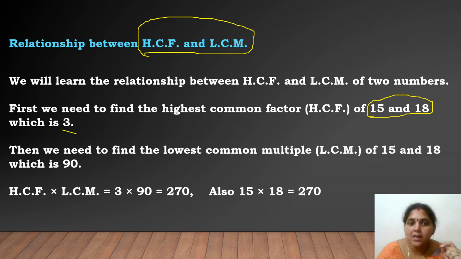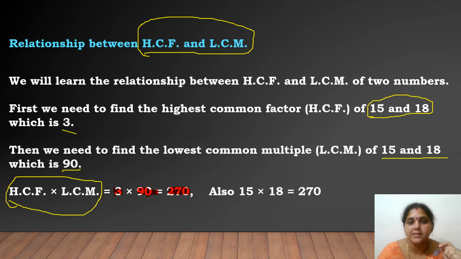Then, we need to find the lowest common multiple of 15 and 18. If you find the lowest common multiple of 15 and 18, it is 90. Now, what you are going to do? You are going to multiply both HCF and LCM. So, what is your HCF? It is 3. What is your LCM? Your LCM is 90. When you multiply these both, you get the product as 270.